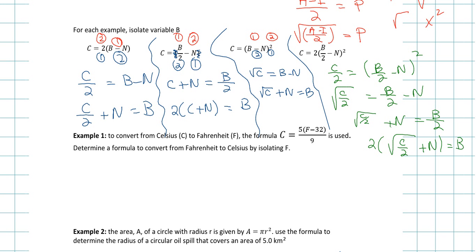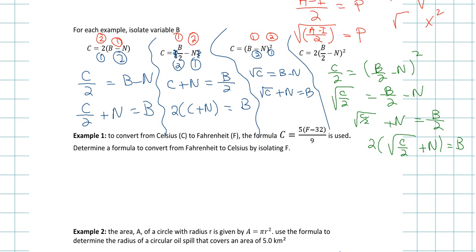Okay, let's read the next question. To convert from Celsius to Fahrenheit, the formula C equals to 5 bracket F minus 32 bracket divided by 9 is used. Determine a formula to convert from Fahrenheit to Celsius by isolating for F. So I have to isolate for F. I have to leave F by itself, bring everything over to the left side.